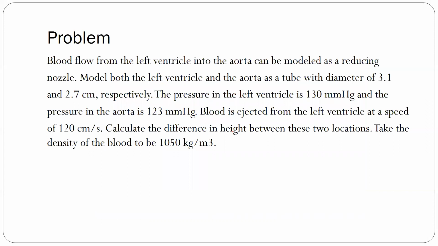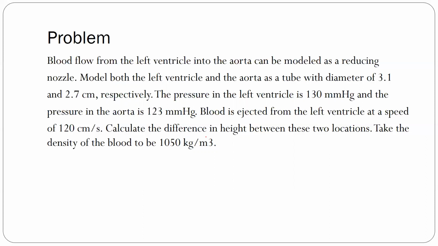So maybe we can answer this problem. So there's a blood flow from the left ventricle into the aorta, which can be modeled as a reducing nozzle. Okay? So if we know that the left ventricle has a diameter of 3.1 centimeters and the aorta is 2.7 centimeters, okay? And the pressure is given. In the left ventricle, it's 130 millimeters mercury, and the pressure in the aorta is 123 millimeters mercury. Blood is ejected from the left ventricle at a speed of 120 centimeters per second. So the blood coming from the left ventricle, okay, with that given velocity.